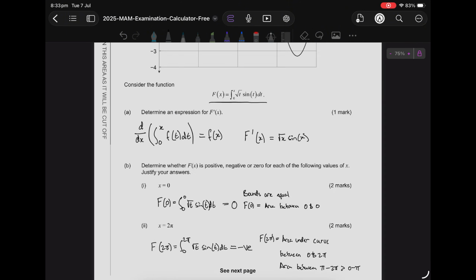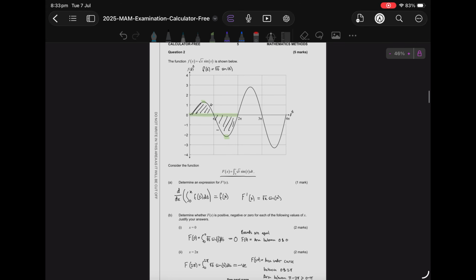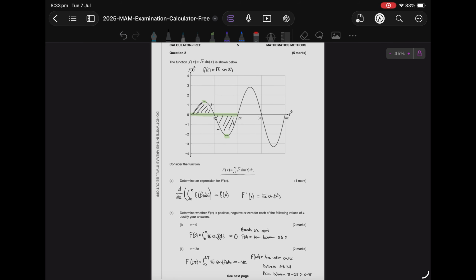And that is how you do question 2 of the 2025 Calculator Free section Math Methods exam.